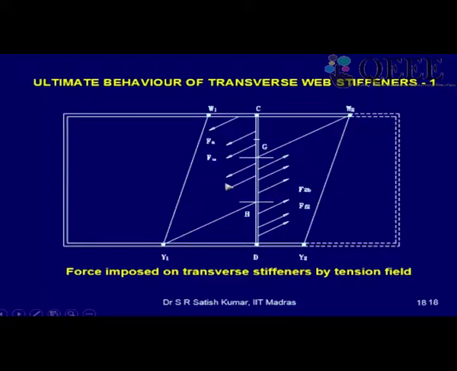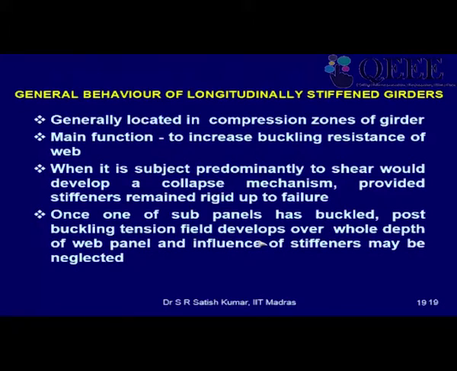It is also resisting the tension field, and this is the pull of the top flange. So this stiffener will make sure that this pull is taken partly by the stiffener, and it doesn't allow the top flange to come down. Similarly, this pull will pull the bottom flange up, so the stiffener will prevent that. So those are the roles played by the transverse stiffener.